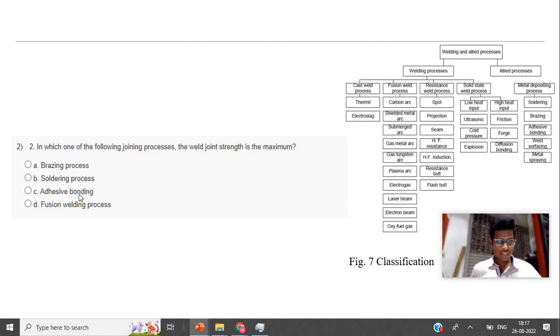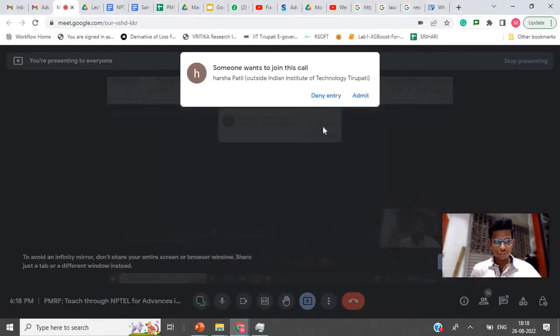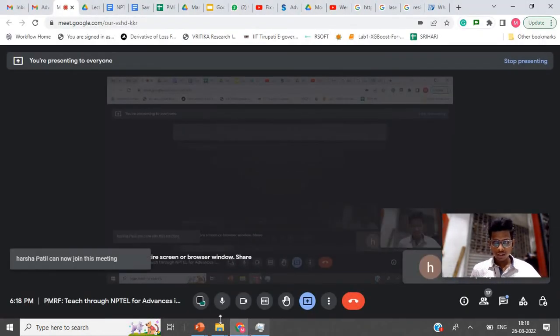And in adhesive bonding, we use an adhesive to join the two materials given. So here also the strength will depend on the adhesive we use. So obviously, strength will be less compared to the fusion welding process. So the answer to this second question will be the fusion welding process, because here the metal is getting welded, so the strength will be more. If you guys have any doubt, please write it in the chat.